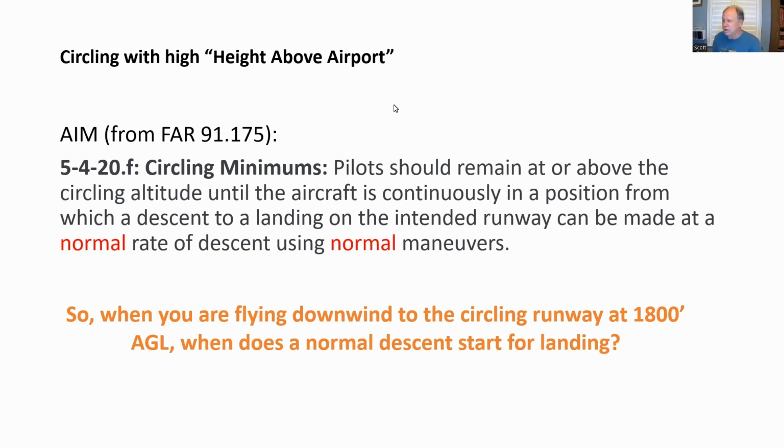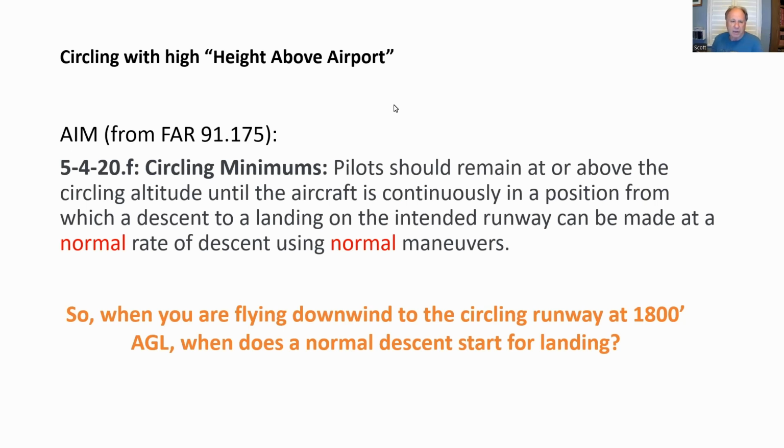This is textbook stuff. I'm sure it's on the IFR written exam. But the question is, if you're flying your downwind at the circling MDA, which happens to be 1,800 feet above the runway, when does the normal descent start for landing? Is that going to occur within 10 degrees of the runway? Most pilots would not want to turn base, come within 10 degrees of the runway, and then still be at 1,800 feet above the runway. So the inclination is to start your descent early in order to land on the runway.